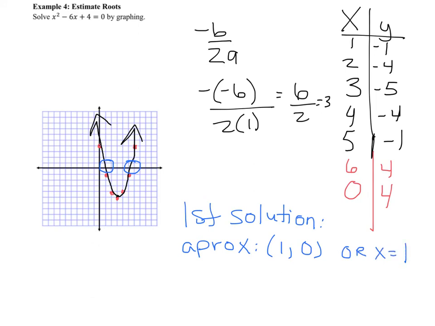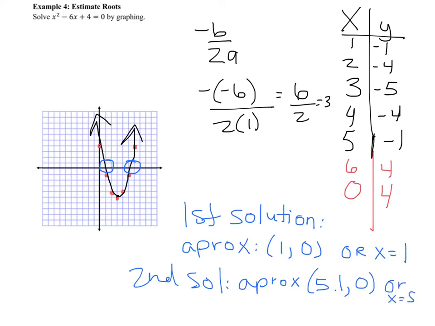Now at these, it's not going to be exact because we can't see the exact solution. So if you put 0.9 or 1.2, that's going to be pretty close as well. So those would be counted as correct. Now on our second one, it looks like we're looking at about 1, 2, 3, 4, 5.2, 5.1. So for our second solution, we can go ahead and say approximately 5.1 comma 0, or x equals 5.1. And if you got something slightly different, if you got 5.5, then that would be fine. I just need to be able to see that your graph matches up with whatever you're telling me the estimated solution is.